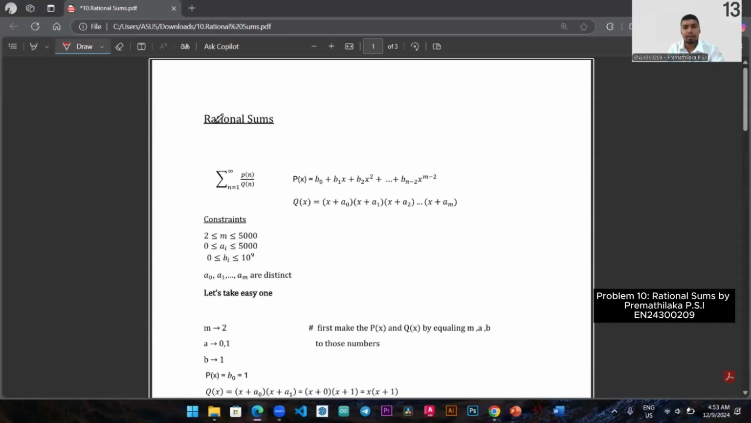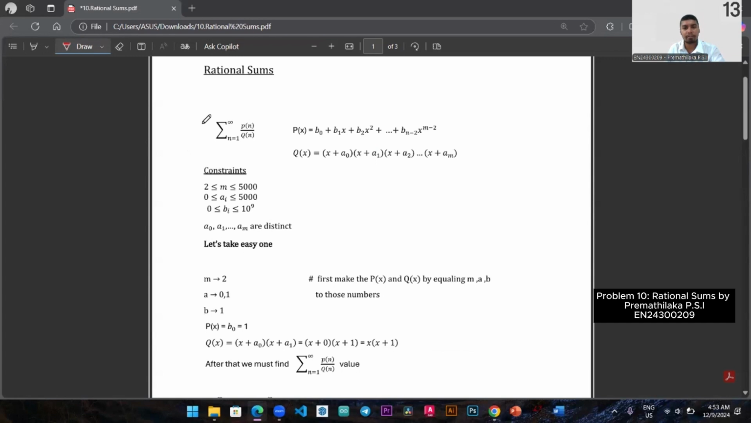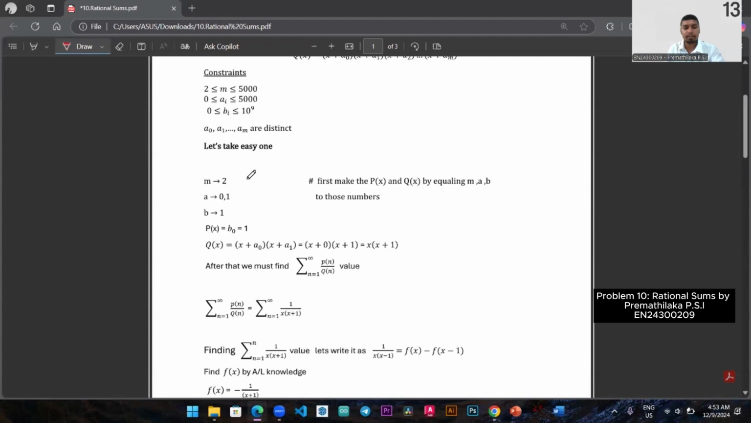I'm going to explain how to solve the rational sum problem by using an example. As you can see in this problem, the main thing we have to understand is what px and qx are. And after that, we have to solve this function into a rational number. Let's take the easiest one. So in this question, m is 2, a is 0 and 1, b is 1, which means a0 is 0, a1 is 1, b0 is 1.